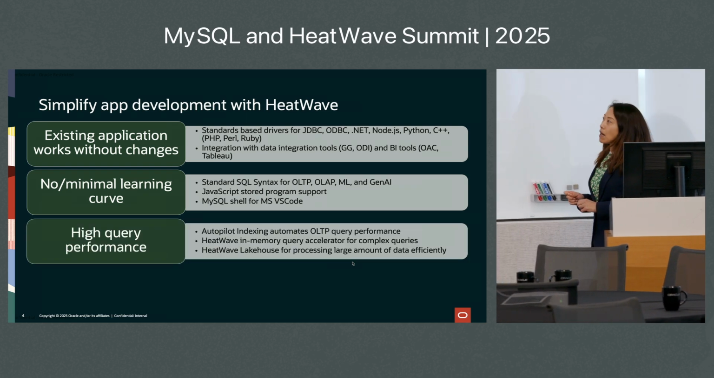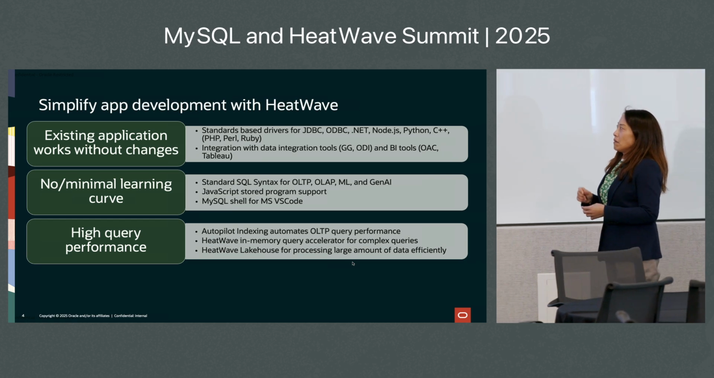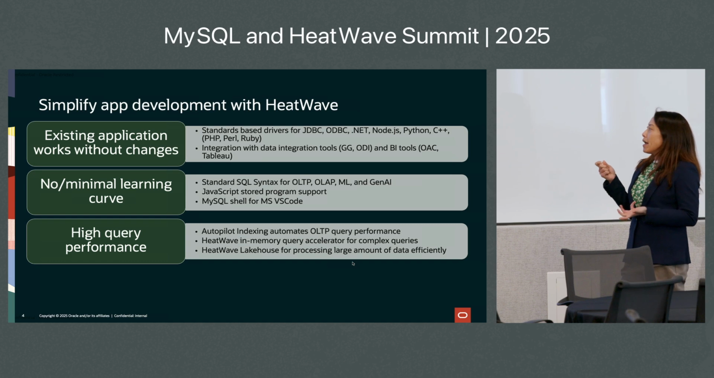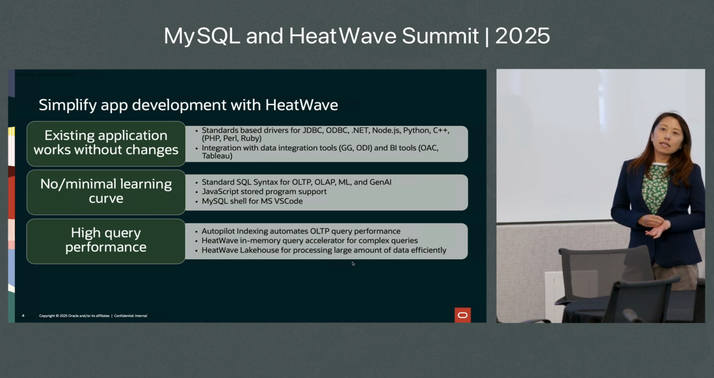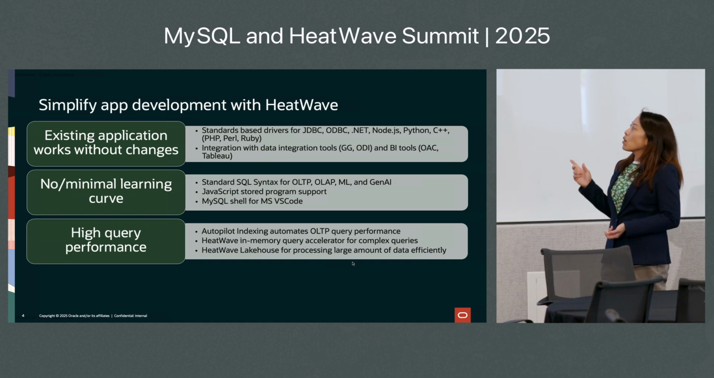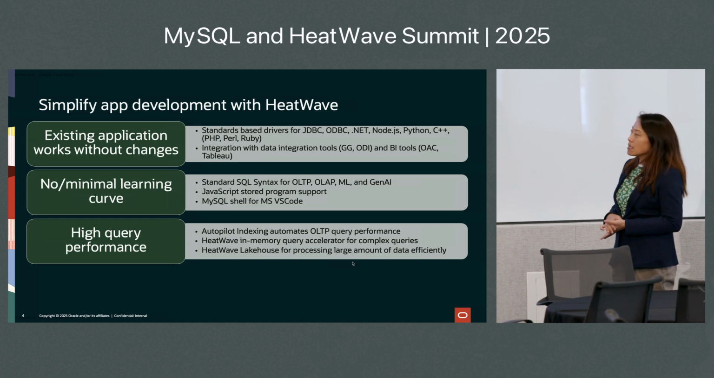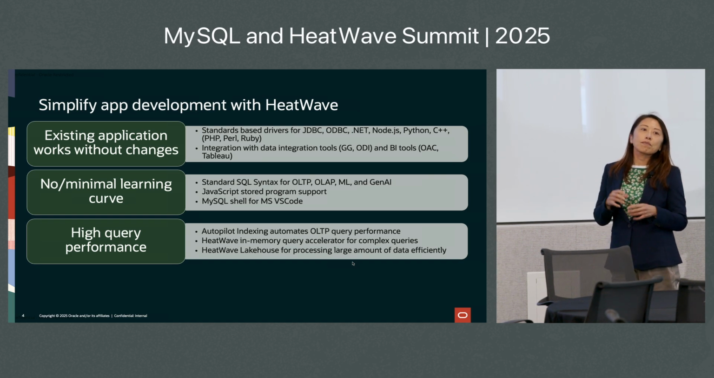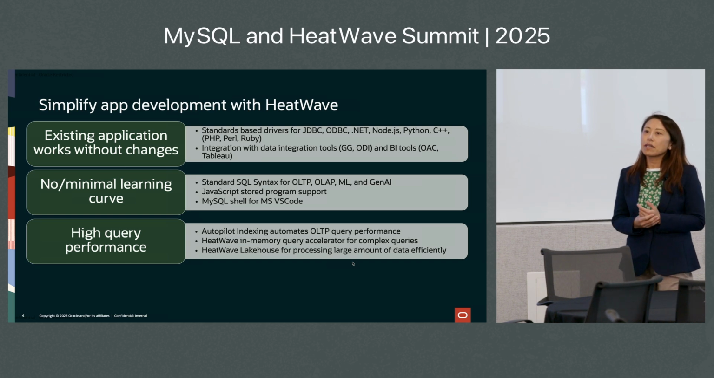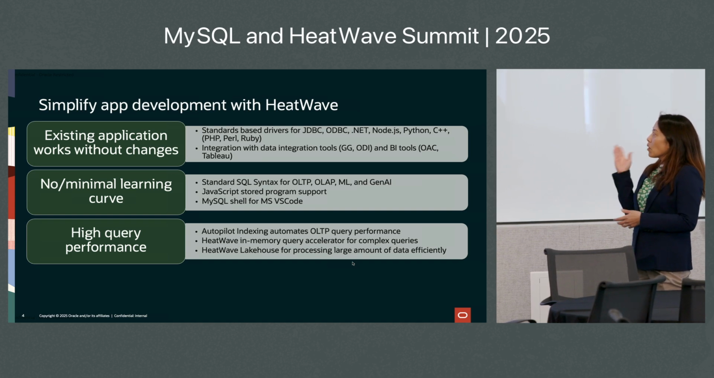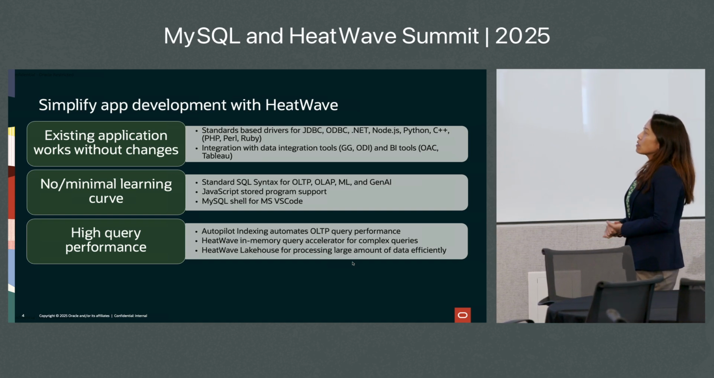The next thing is about performance. With application development, if you're writing SQL, a lot of the time you will be spending time on improving the query. So what we have there is autopilot indexing. If you need to improve the query performance, it's much easier. You don't need to spend time analyzing any of the slow queries running in MySQL, and we can automatically monitor the workload and provide secondary index suggestions to you.